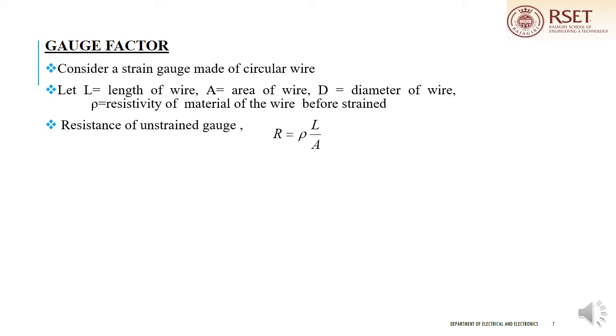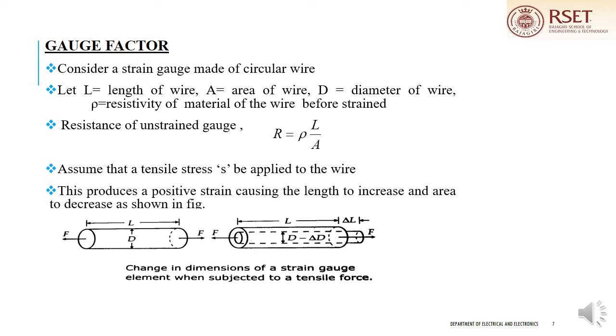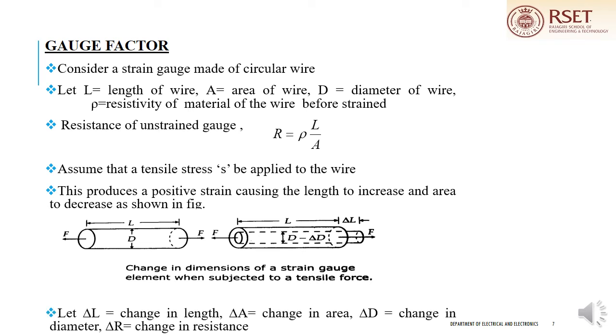Similarly, assume that you are applying a stress S to the given unstrained wire. This produces a positive strain causing the length to increase and the area to decrease as shown in the diagram. Assume ΔL as the change in length, ΔA the change in area, ΔD the change in diameter, and similarly ΔR the change in resistance.